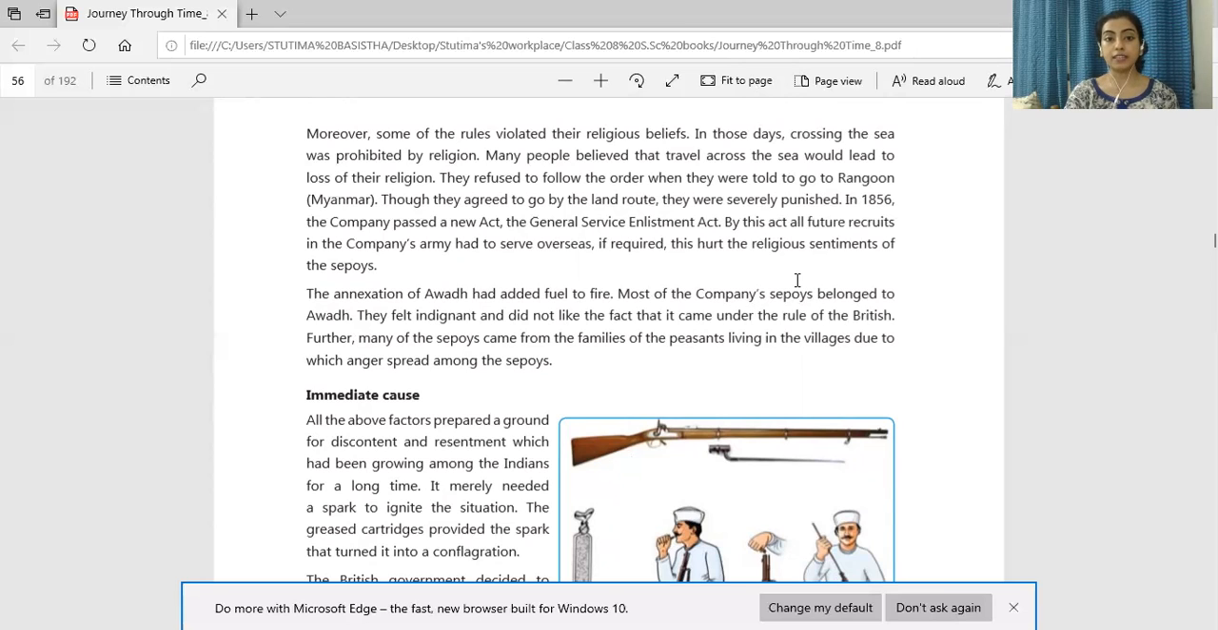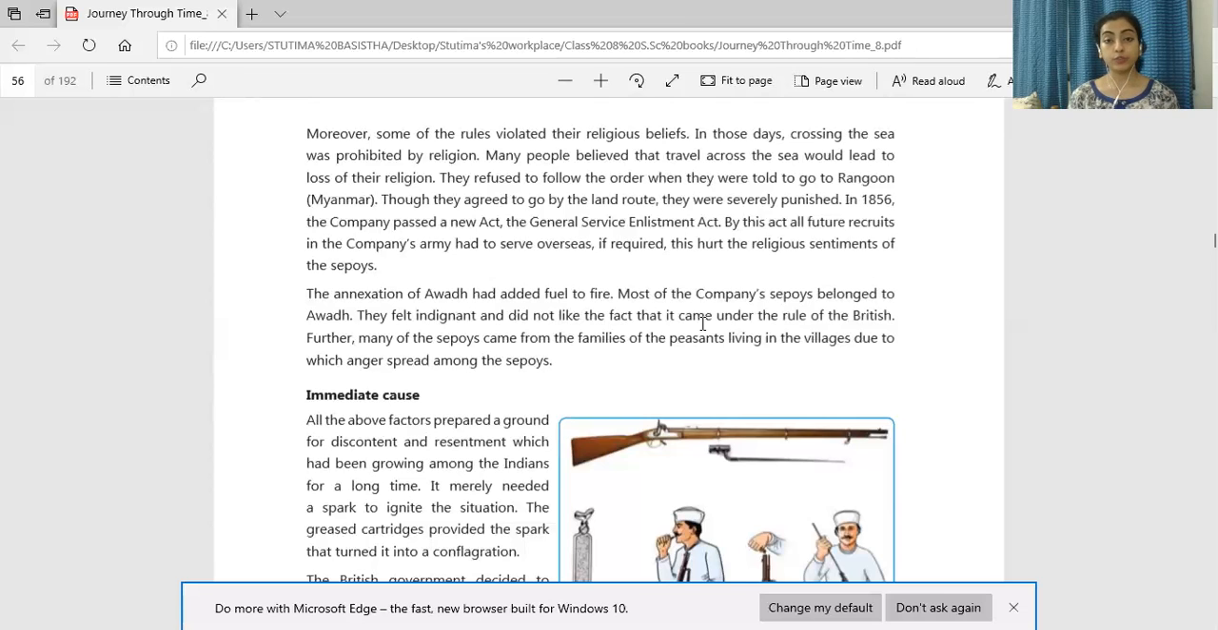So in 1856, again, the clever British, what did they do? They passed a new act known as the General Service Enlistment Act, and this act said that any future Indian sepoys who would be recruited to the East India Company would have to give their service abroad, outside of India, even if such activity would hurt their religious sentiment. So the British made a law forcing the Indian sepoys to cross the sea.